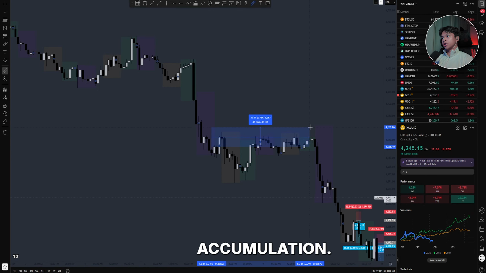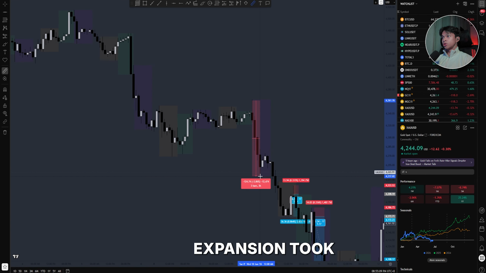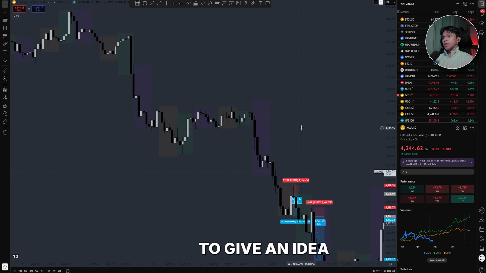Now, the entire accumulation took you over 3 days. The next expansion took you around 3 hours. When you see something like that, it gives you an idea that the entire context of the market is pretty much leaning to the downside. Meaning, if we're going to be looking for sells, we just want to be looking for sells to the downside.